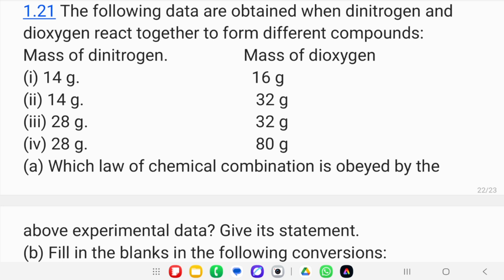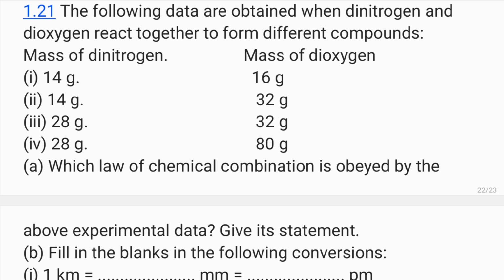This question states that the following data are obtained when dinitrogen and dioxygen react together to form different compounds. So remember a law which is based on the same reactants, but if their ratios are changed, then different compounds are formed. That law was the law of multiple proportions.